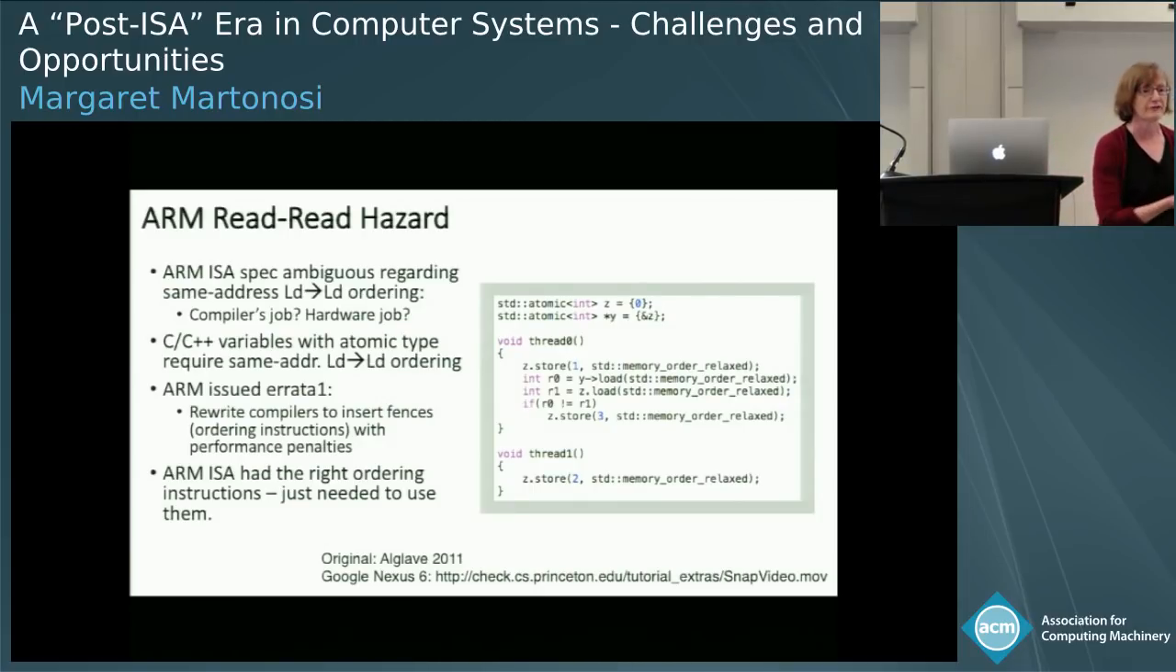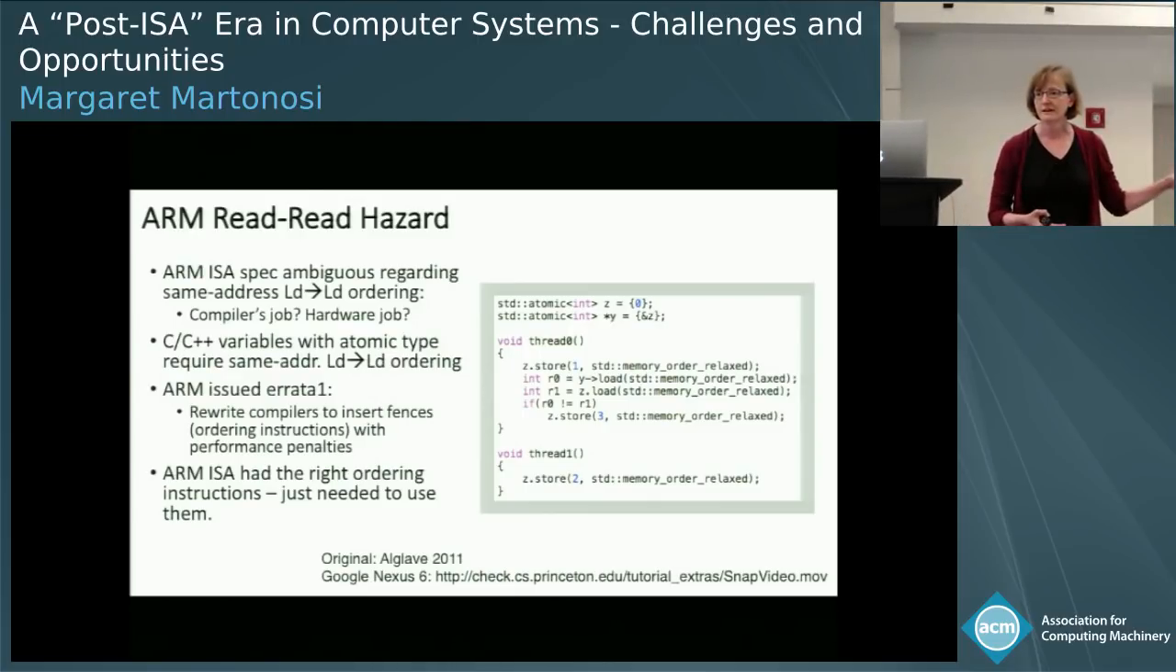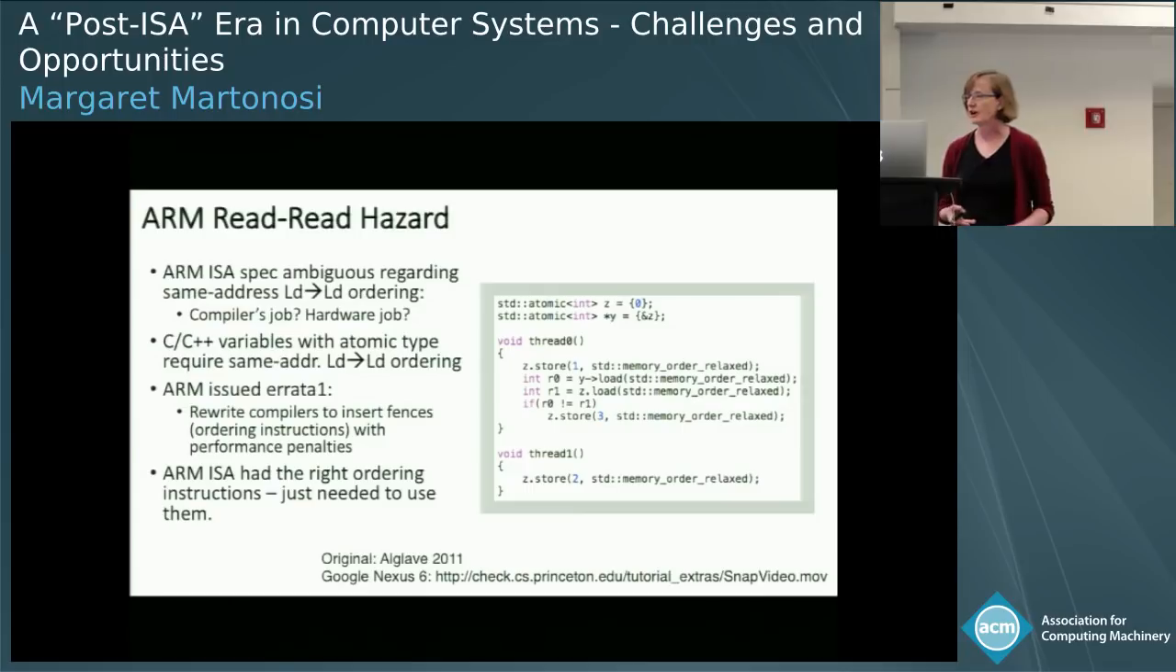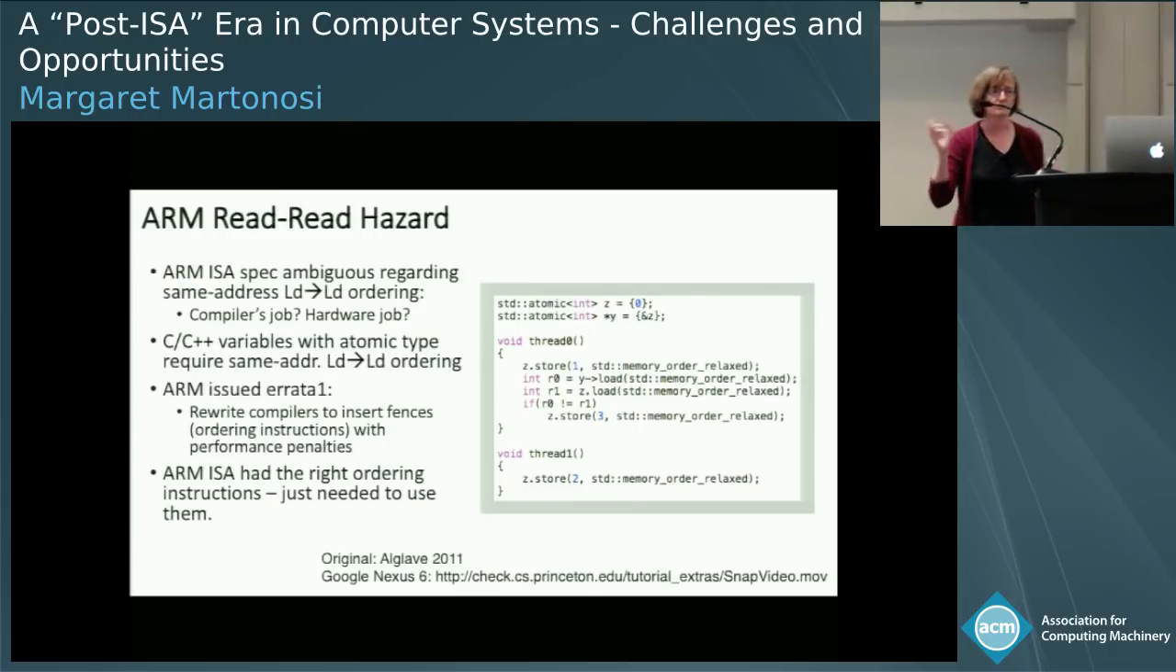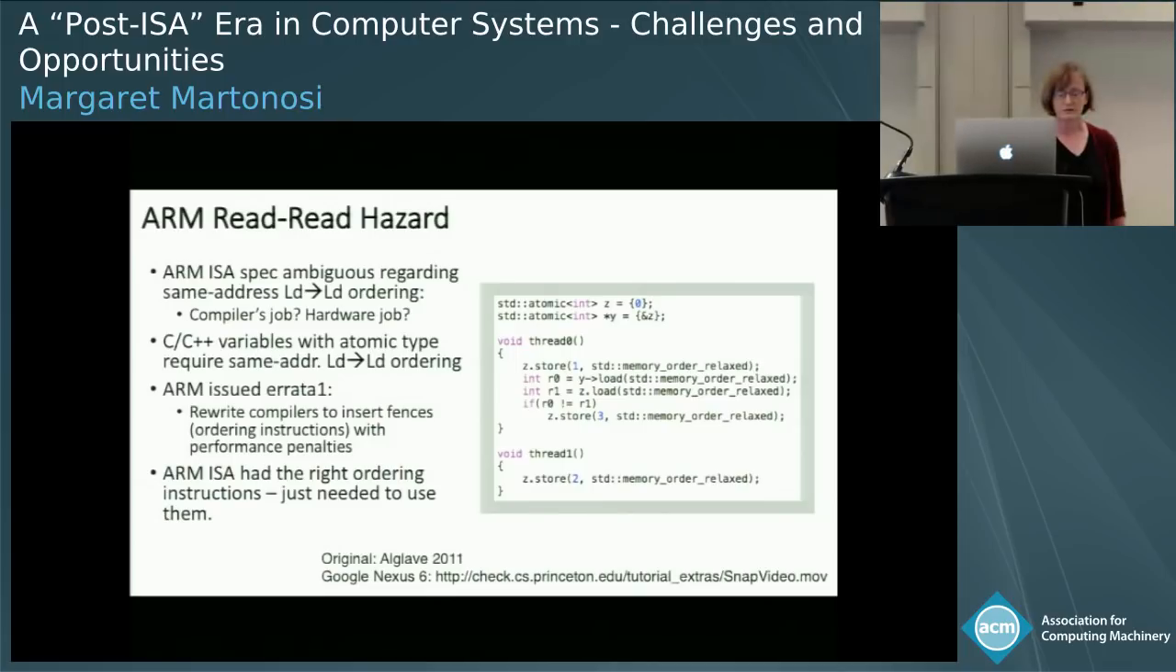Now, if you have photographic memory and you can go back 15 slides to the TSO spec that I showed at the beginning of the talk, you might remember that the first bullet of the TSO spec says that loads shouldn't be reordered with each other. They have to maintain load-to-load ordering. The ARM instruction set architecture has a weaker memory consistency model, and it was in particular ambiguous regarding whether that load-to-load ordering needed to be maintained or not.